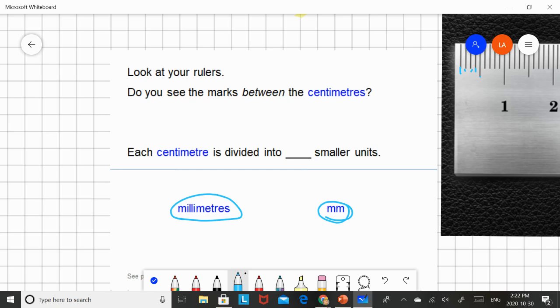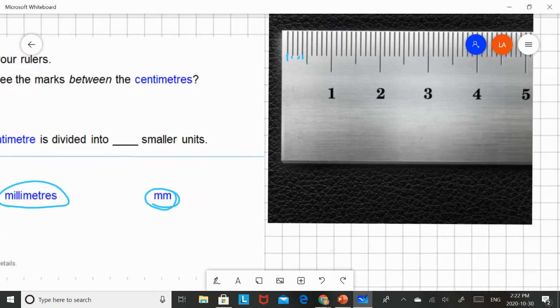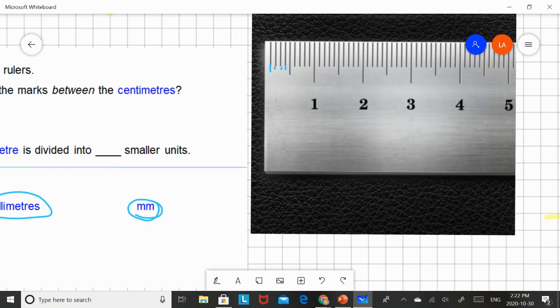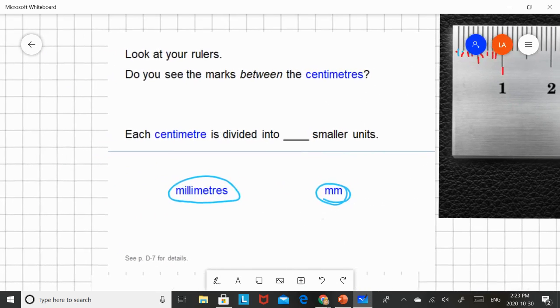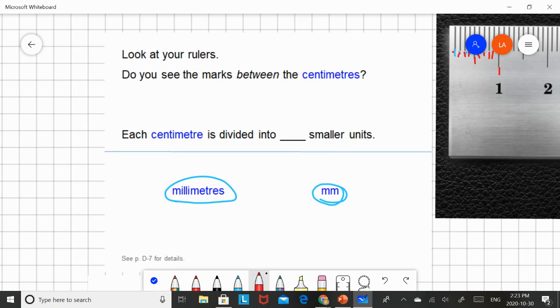So each centimeter is divided into smaller units. But how many smaller units actually? Do you guys have a prediction? How many do you think? Well, we can count them. I went up to 5 there, so let's count them. 1, 2, 3, 4, 5, 6, 7, 8, 9, 10. So every centimeter is made up of 10 millimeters.